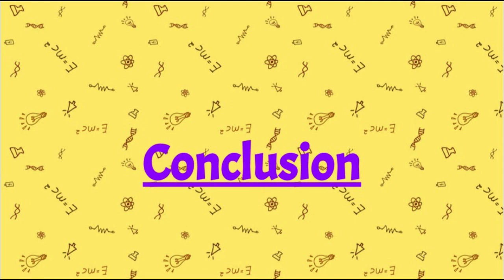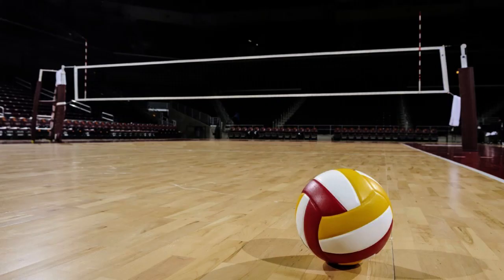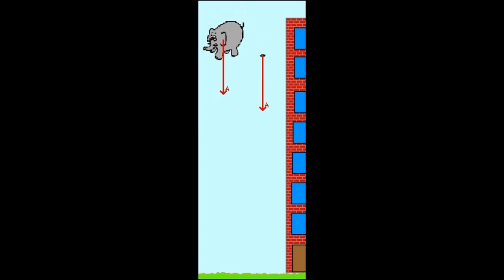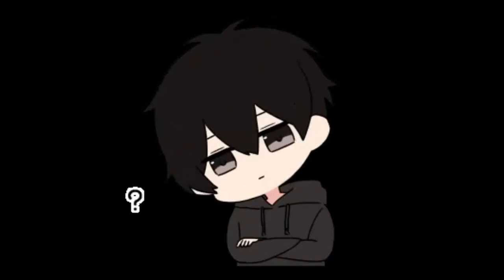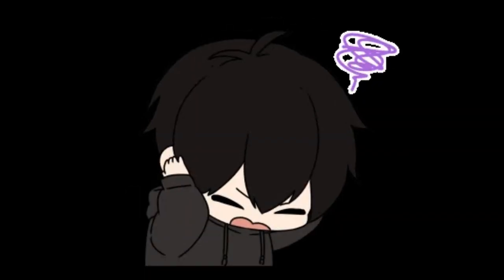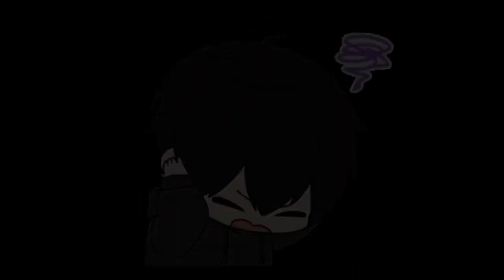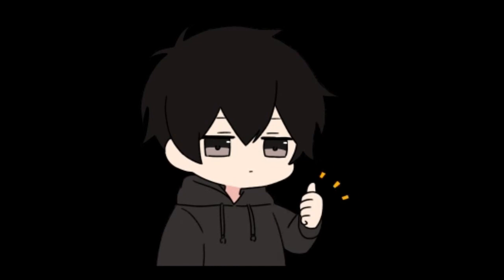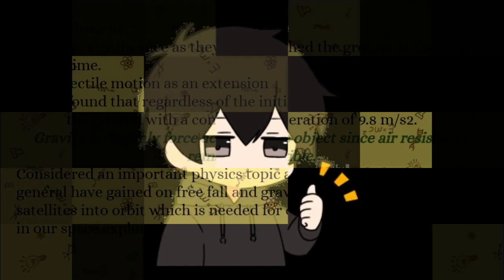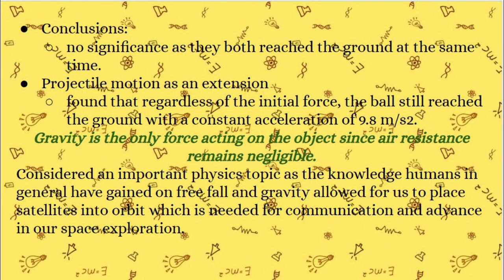To conclude our demonstration, we compared the behavior of a softball versus a volleyball under the motion of free fall in order to test out how a difference in size impacts acceleration. We found it to be of no significance as they both reached the ground at the same time. We also tested out projectile motion as an extension of free fall and found that regardless of the initial force, the ball still reached the ground with a constant acceleration of 9.8 meters per second squared.